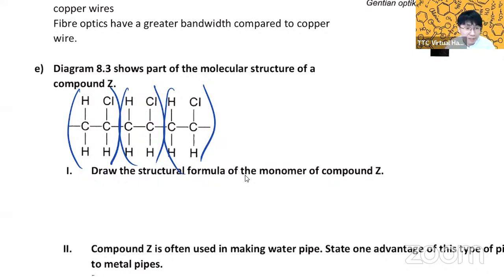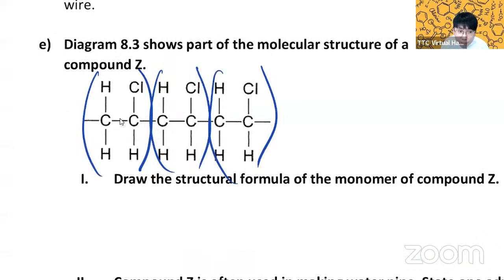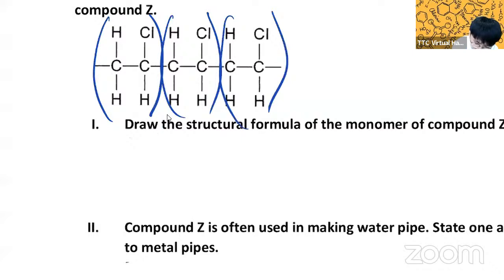Okay, so moving on. Draw the structural formula of the monomer of compound Z. You want to convert this part into monomer. Polymer is when you open up your arms and hold hands with other monomers. But if you want to turn it back to monomer, you have to close back your arms. So what is happening to the middle? It was bonding to the left, bonding to the right. Now you close up your arms. It is still C2, still H, still Cl, still H, everything the same, except in the middle you will have a double bond.